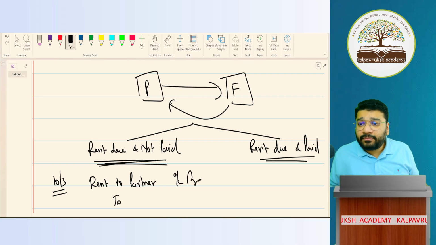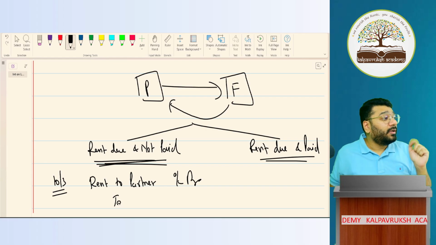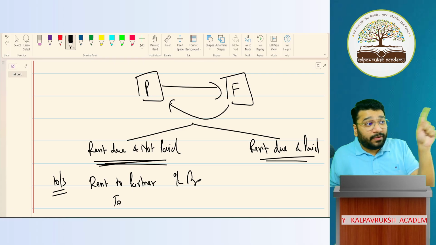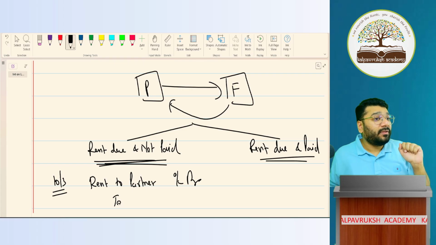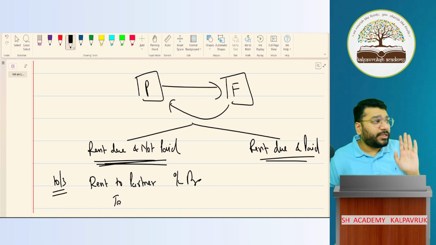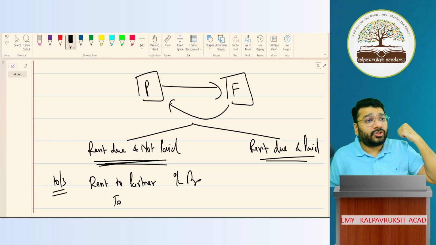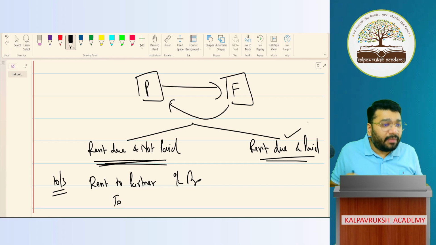Have you paid it? No, it is due and not paid. March month's rent was due but was not paid. In one situation, April to February, the premises was enjoyed. The 11 months' rent, which is 55,000 rupees, was paid in the month of March. That entry will come here.